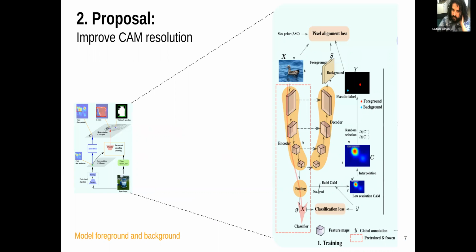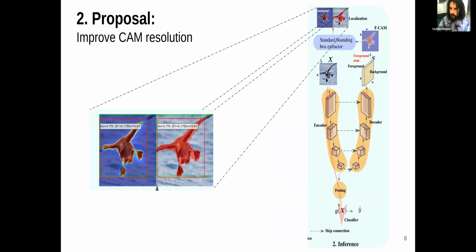So this is the architecture. We have a pre-trained classifier that we use to get the CAMs, and we simply add a decoder to yield the CAM foreground and background. And then here is the loss, the three loss terms that I presented earlier. In terms of inference, we use the standard methods. Once we obtain the CAM, we use a typical procedure to yield the bounding box.